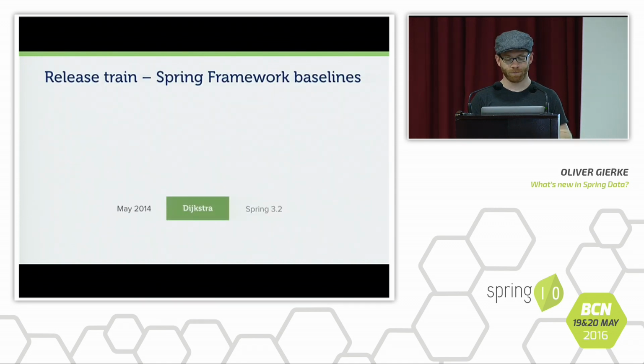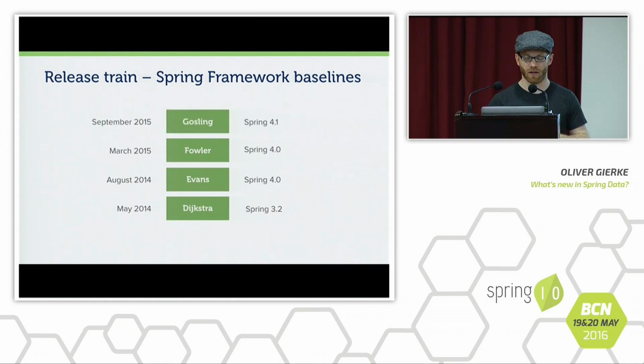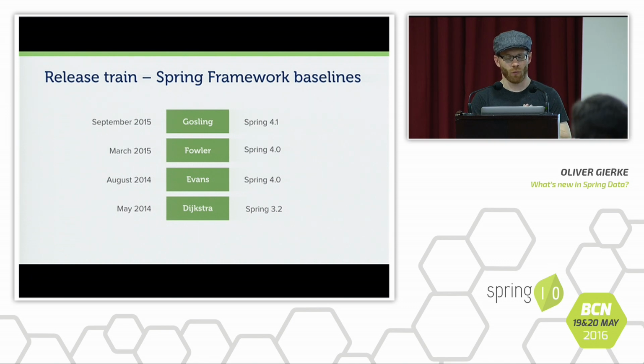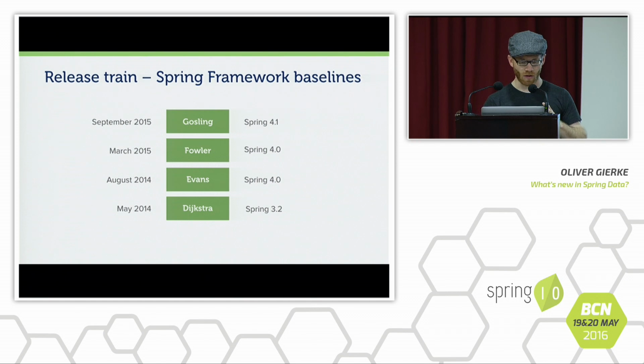Speaking of Spring Framework generations, there's some interesting aspect here that I just wanted to briefly mention. If you look at the Spring Framework baseline versions that we had in the different release trains, we've always sort of been one generation behind. So when Spring 4.0 was the main version that was maintained in May 2014, Spring Data was requiring at least Spring 3.2. We're still forward compatible. We make sure that even the 5.0 snapshots work for the current Spring Data releases.